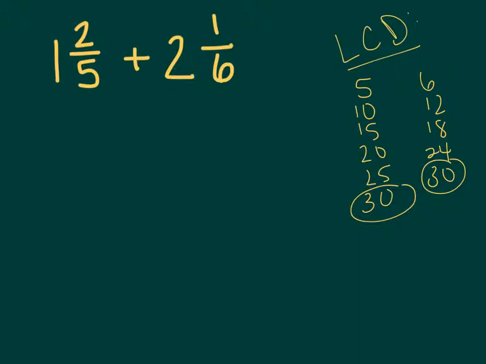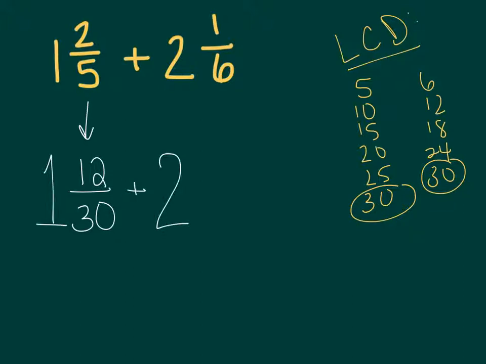Okay. So I'm now going to change my 2/5 and 1/6 into equivalent fractions. So multiplying to get that 5 to 30, I'm going to multiply both the numerator and the denominator by 6. So 5 times 6 is 30, 2 times 6 is 12, not forgetting my whole number, 2. And then 6 multiplied by 5 is 30, so 1 multiplied by 5 is 5.